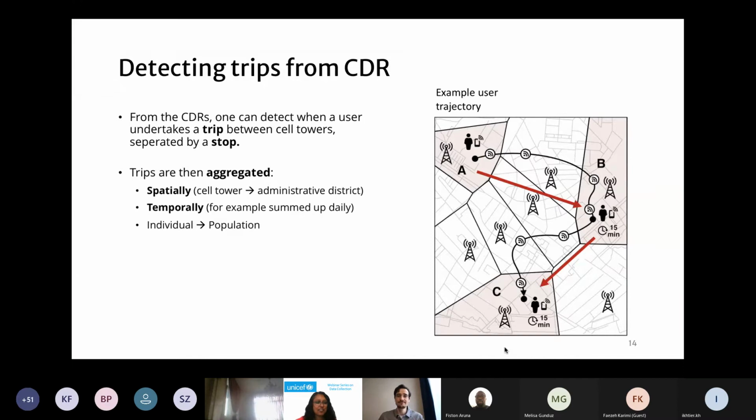Okay. And similar to that question, Javier asked, what does the CDR log when I don't have data service on my phone and make no call or SMS? So does it collect any data?